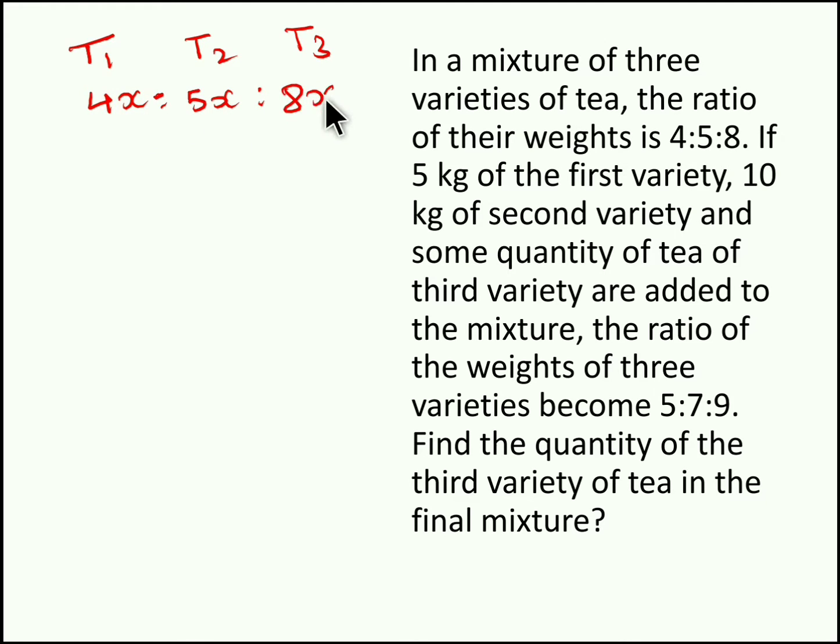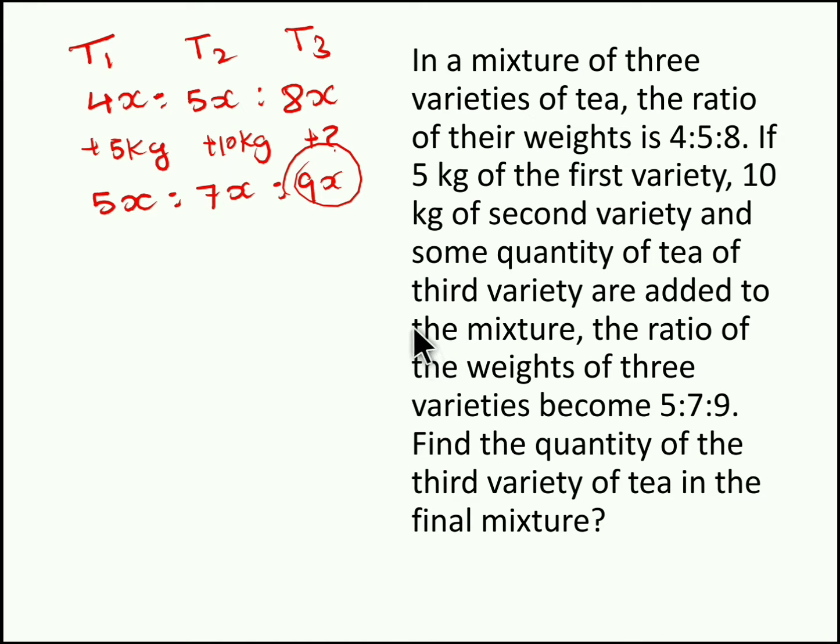4:5:8. Mixing 5 kg with the first variety, 10 kg of the second variety and some quantity of the third variety makes the mixture in the ratio 5:7:9. Now you have to find the third variety of tea in the final mixture. The concept is very simple. If you want to follow the traditional way, you have to take the first and second variety tea, T1 and T2. So if you mix 5 kg with 4 parts of the first variety, it will get converted into 5 parts. Again, if you mix 10 kg with the second variety, which is 5 parts, it will become 7 parts.